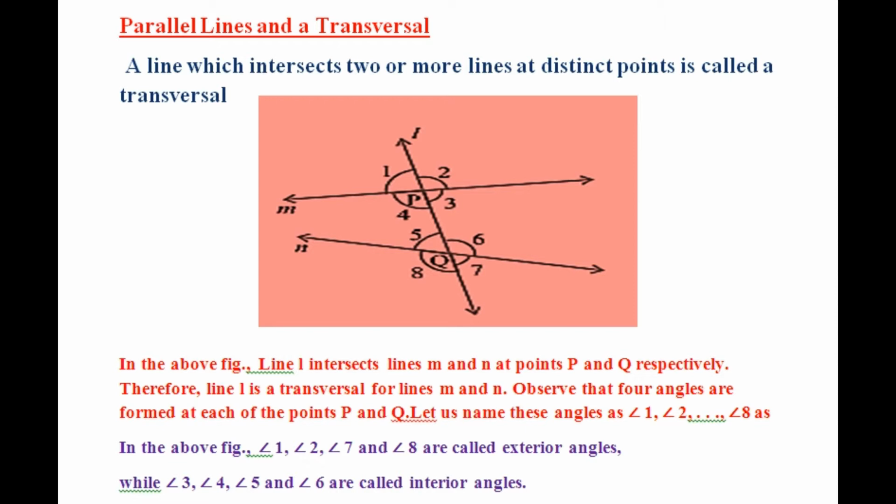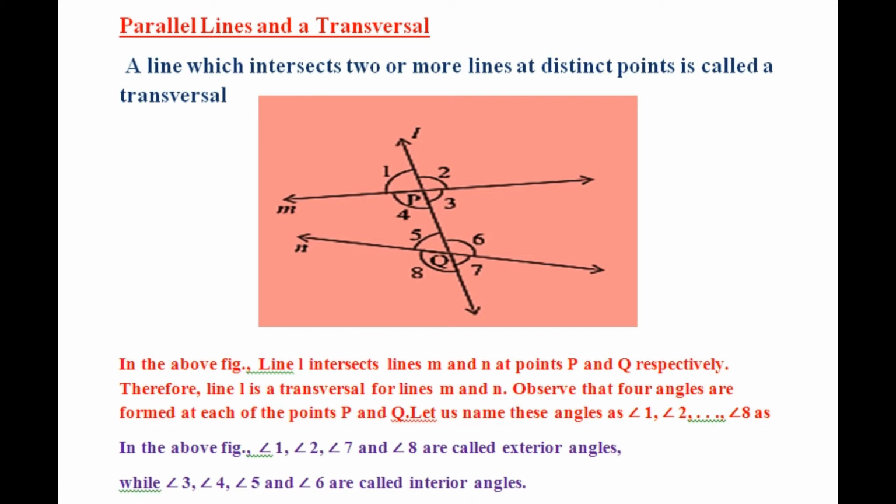In the above figure, line L intersects lines M and N at points P and Q respectively. You see the diagram, M is one line, N is another line. The L intersects M at P and N at Q. Clear? Therefore, L is a transversal for lines M and N.